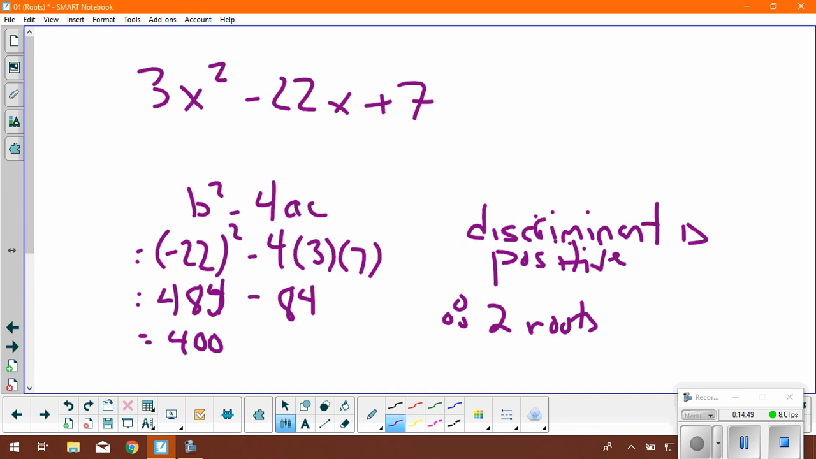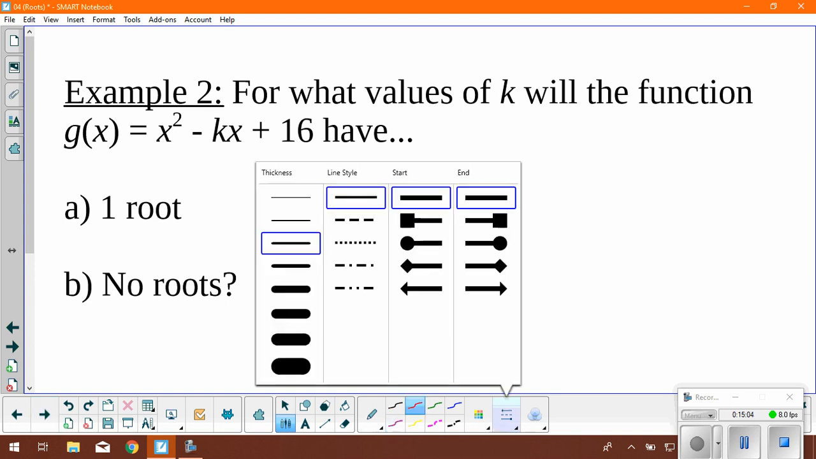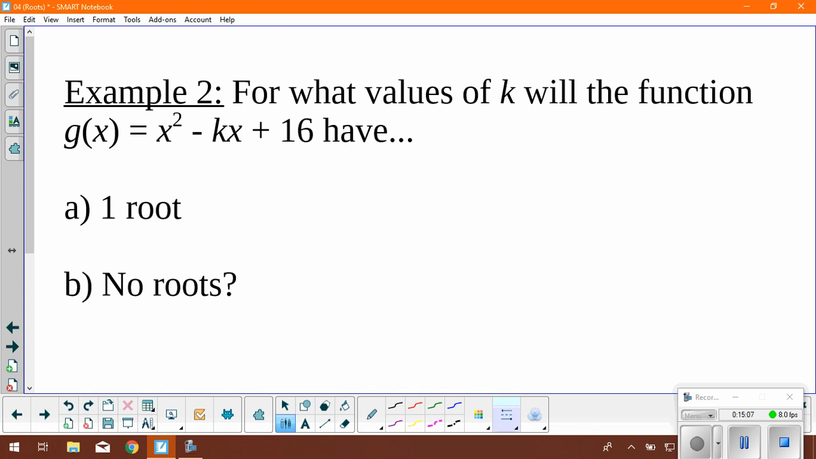So for our final example in this note, we're going to use that a little bit differently. For what values of k will the function x squared minus kx plus 16 have one root or no roots? You remember you kind of had a question like this on, I think, your very first assignment, right? It's like, well, for what value of b will this expression cancel out? So similar kind of idea here, right? What values of k can I put in there to get a single root or to get no roots?